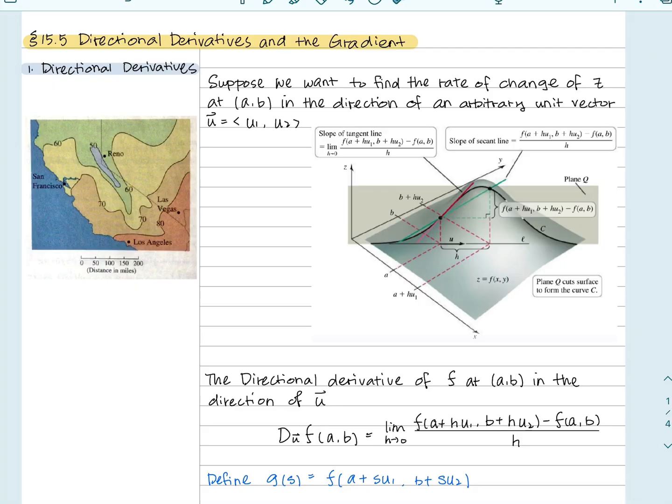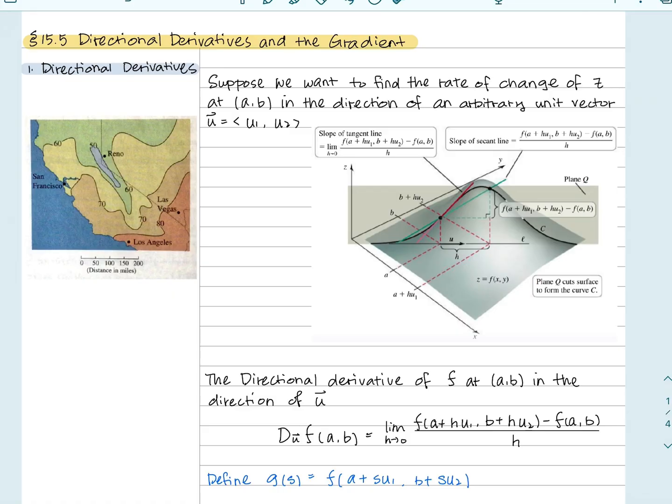But what if we want to know the rate of change of temperature when we travel southeast, for example, or some other directions? Then we will need a type of derivative, which is called the directional derivative. That will help us to find the rate of change of a function of two or more variables in any direction.